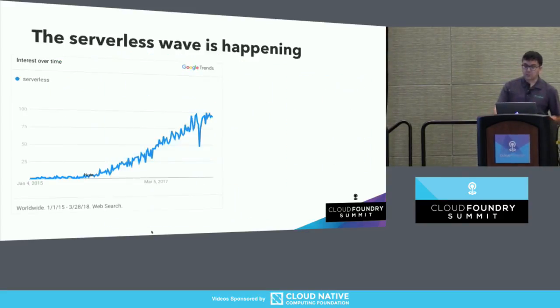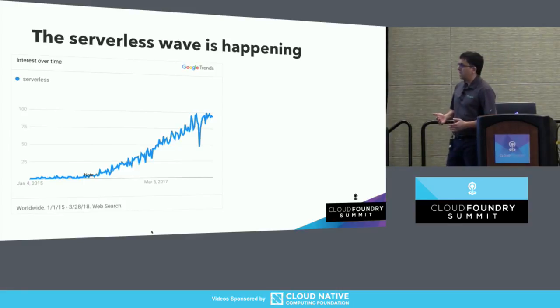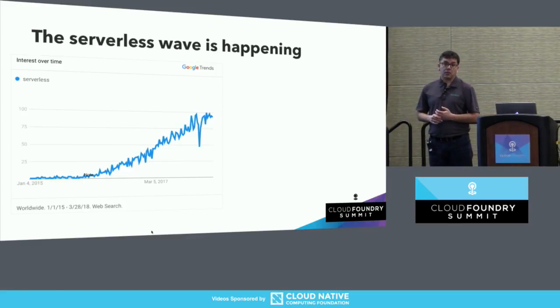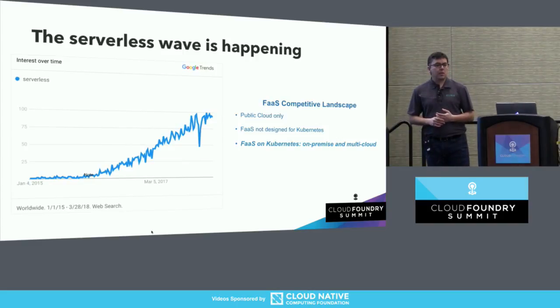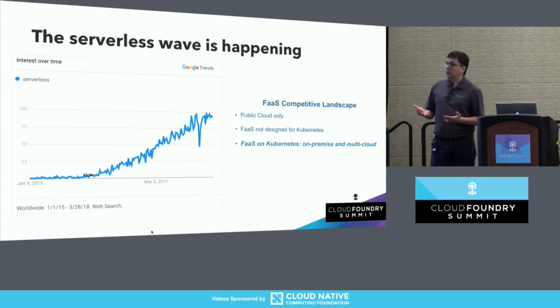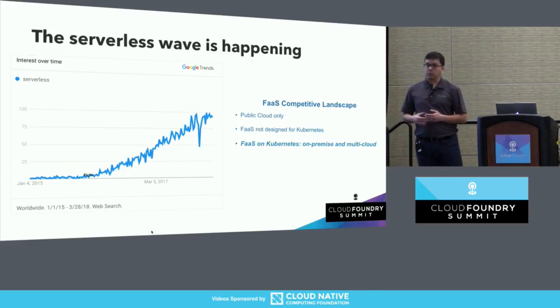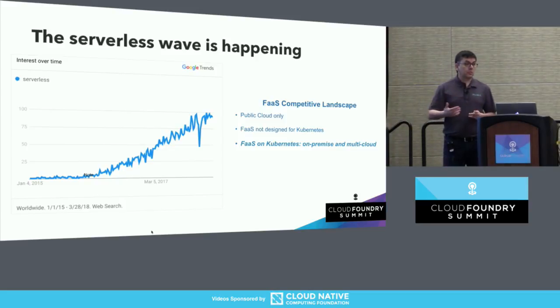The reason for that is because the industry analysts, the tech press, researchers, and Google Trends agree that the serverless wave is happening. You have the public cloud service providers like AWS providing Lambda, Google Cloud Functions, and Azure Functions, and there are a number of open source projects now. Some of them were not designed with Kubernetes in mind. Others just offer a plugin to run on Kubernetes. But the most interesting category is those open source projects that run natively on Kubernetes, either on premises or across multiple clouds.